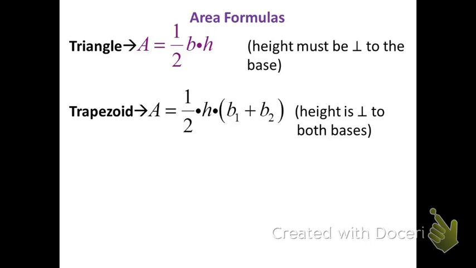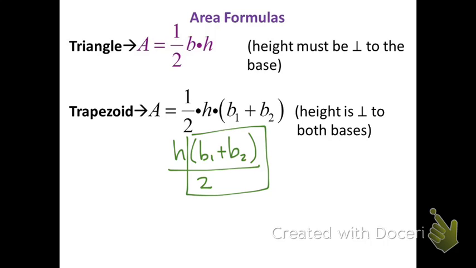A trapezoid is this formula, half the height times base 1 plus base 2, or it can look like this. You can add them, multiply by h, and divide by 2. And we talked a lot about this is an average right here of the 2 bases. We know that the bases are parallel, so we're going to add those and divide by 2, and that's where that formula will come from. We'll multiply by the height. The height has to be perpendicular to both bases.